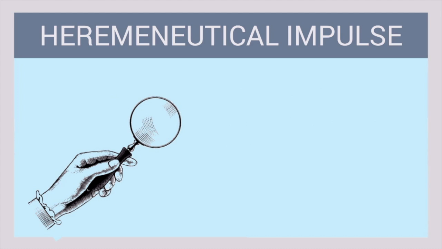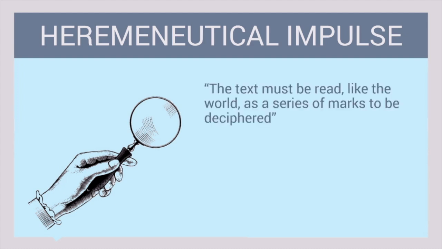The re-encounter prompted her hermeneutical impulse. She wrote, "The text must be read, like the world, as a series of marks to be deciphered." Feminist and identity issues, distributed creativity, ESP, mediums, automatism and creativity, psychoanalysis, symbolism, Cathar history and literature furnished partial information and sources of meaning.